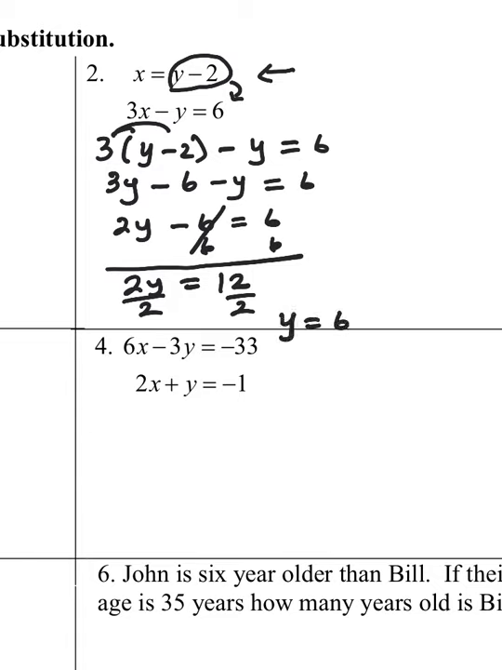So now we're going to substitute y equals 6 into the equation that we used originally. I'm going to use a different color. So we have x equals y minus 2, which is 6 minus 2. 6 minus 2 gives you 4. So the solution is (4, 6).